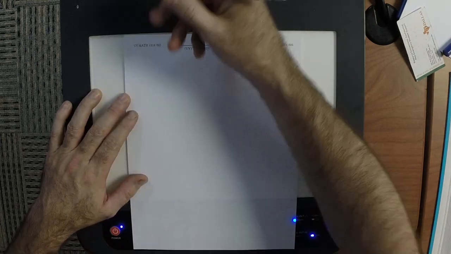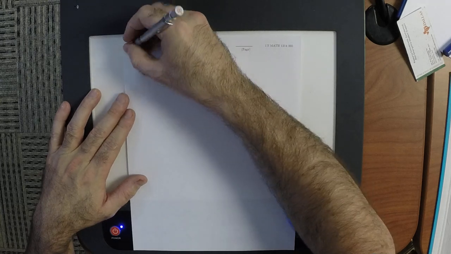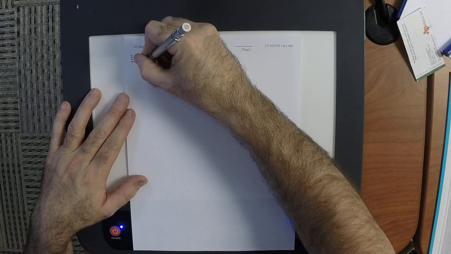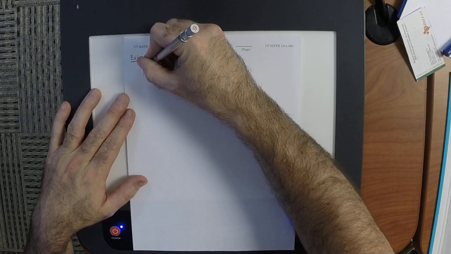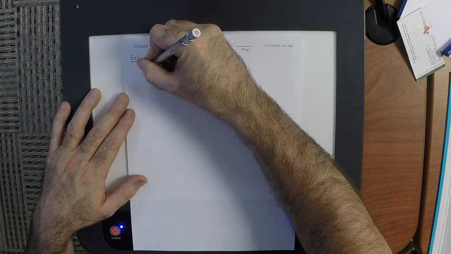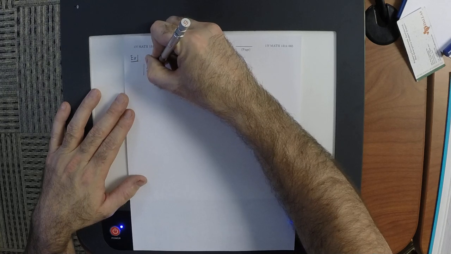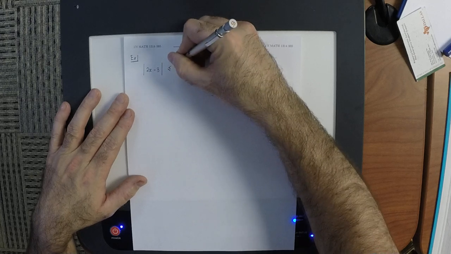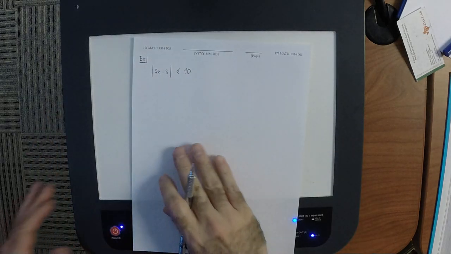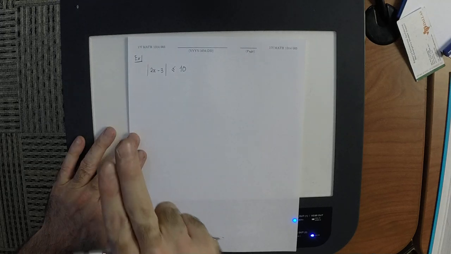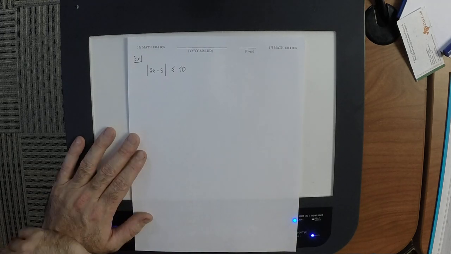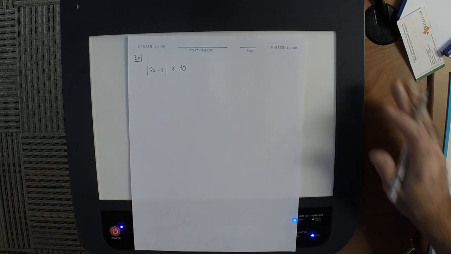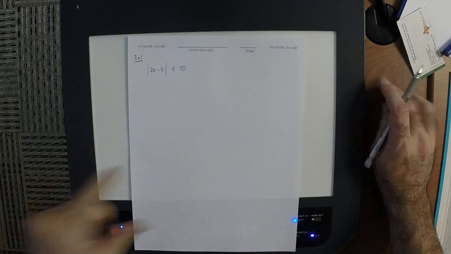So now we're going to consider a case like this. How about the absolute value of, say, 2x minus 3 is less or equal to 10. And we're going to consider it again algebraically and geometrically. Okay, well, let's think about this for a moment.